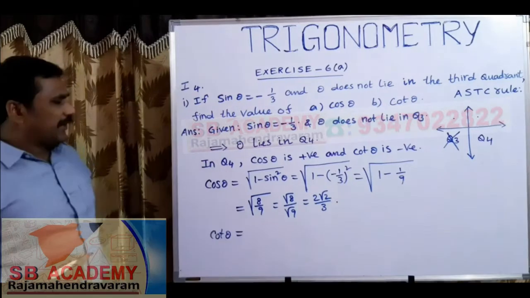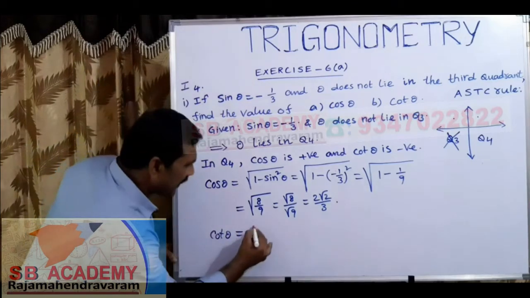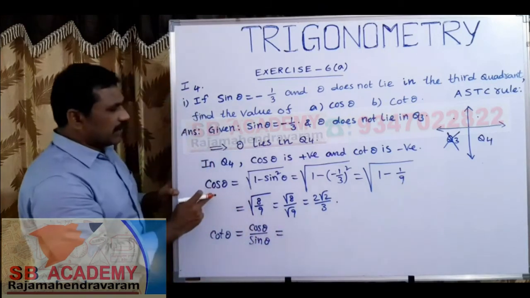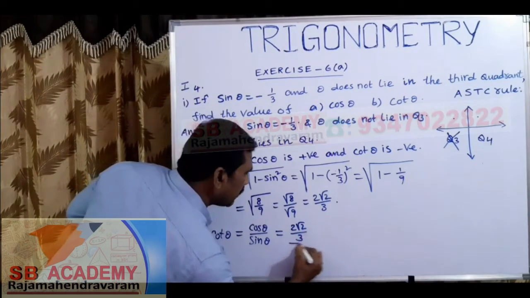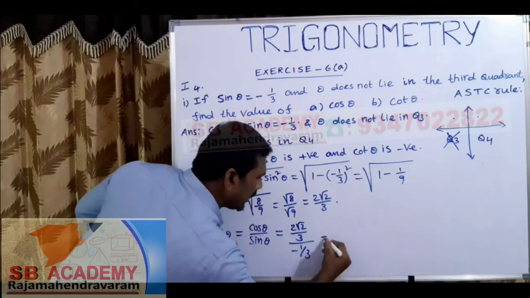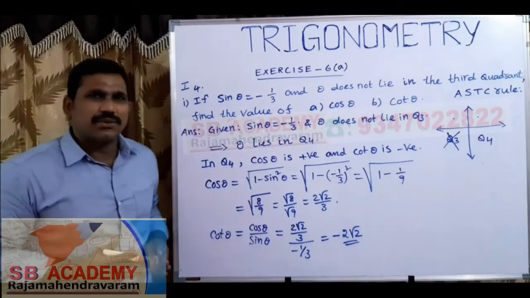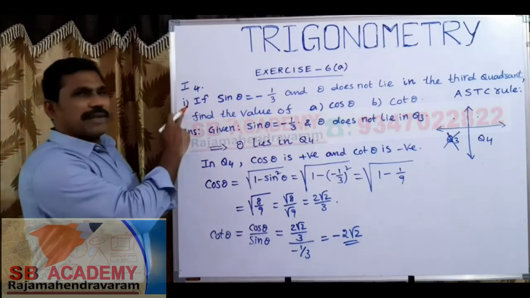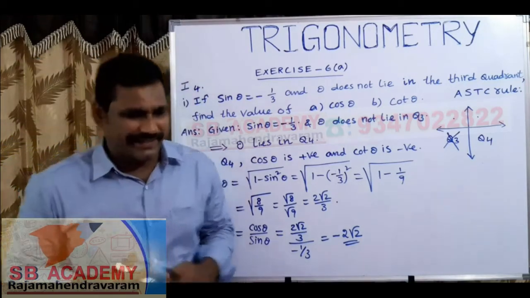Next, cot theta equal to, what is the formula for finding cot theta? Cos theta by sin theta. What is the value of cos theta in Q4? 2 root 2 by 3 by, what is the value of sin theta? Minus 1 by 3. So the final result is minus 2 root 2. Like that we have to do. So write down in your notebook. After that I will explain the second problem of fourth one in first Roman. Okay, right.